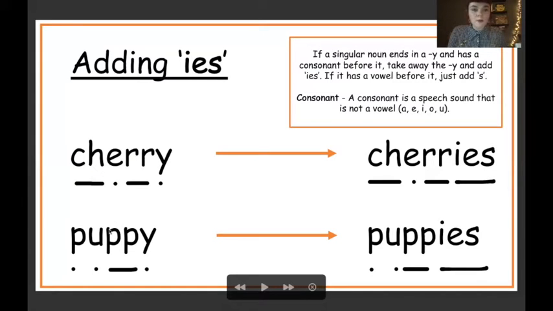Let's have a look at the second one. Now we've got p-u-p-p-y, puppy. And again, we've got a consonant before the letter Y. And because of that, we're going to take off the Y and we're going to add IES.